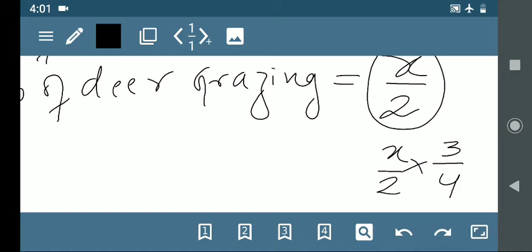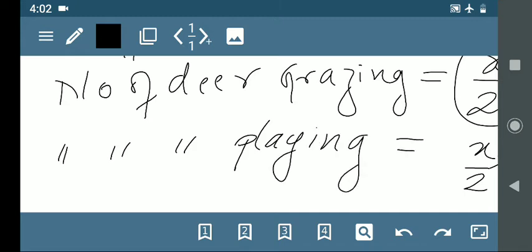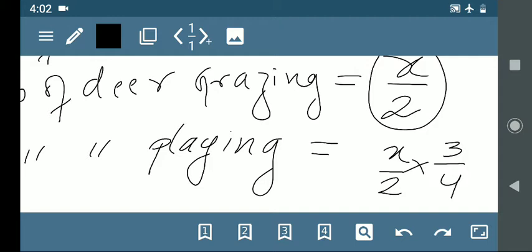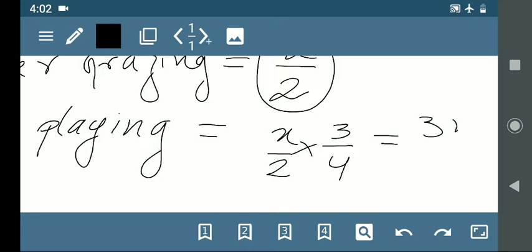In the sense, number of deers playing is equals to x by 2 into 3 by 4, because only half of x already here we have. Half of x we have, x by 2, remaining is x by 2, right? Because if we have one chocolate, 1 by 2 is half, so x by 2 is half. Out of that, three-fourth are playing, so x by 2 into 3 by 4, which is equals to 3x by 8 are playing.